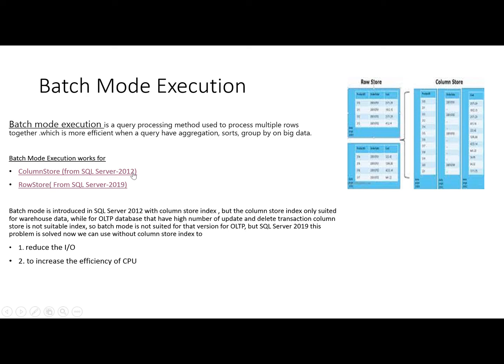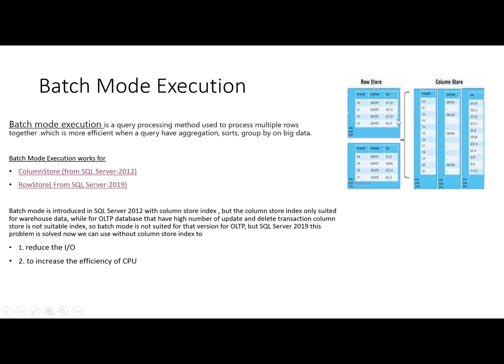If we have SQL Server 2012, 2014, 2016 or 2017, the batch mode execution will be used only for the column storage. Column storage is a new kind of storage. The traditional storage is the row storage, where the data is stored in the form of rows and columns. Now in SQL Server 2012, a new kind of storage is defined, which is known as column storage. In this storage, the data is stored in the form of columns.